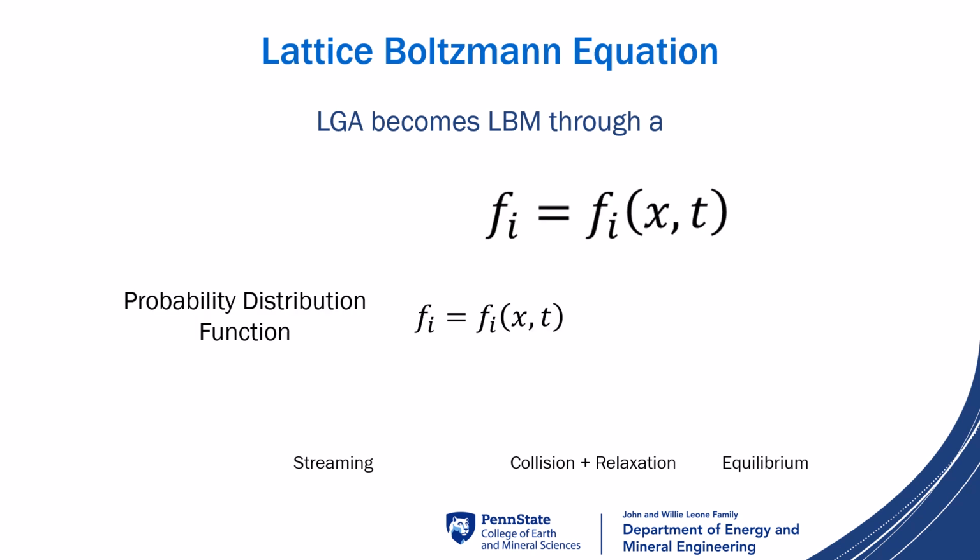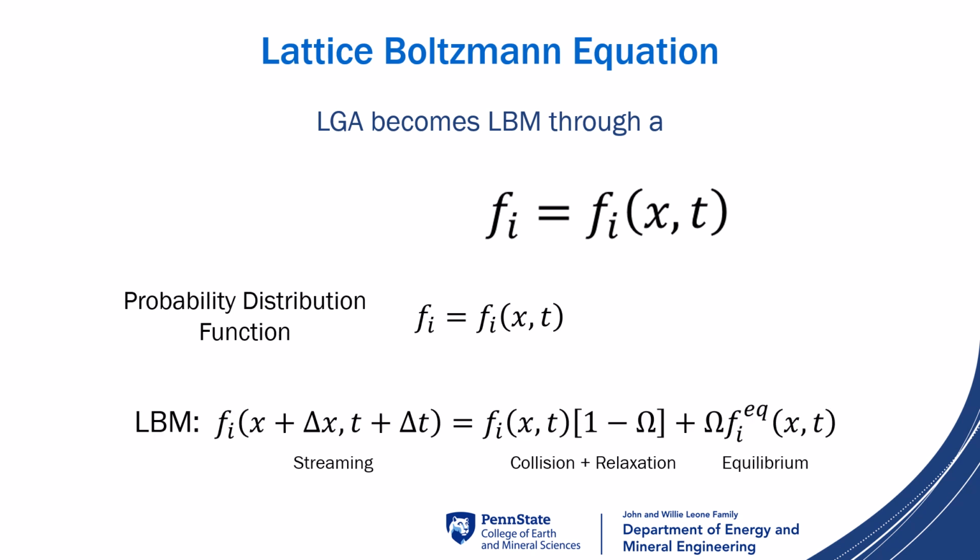To evolve from LGA to LBM, we replace the Boolean particle state with a real-valued distribution function, Fi, which represents the average number or probability of particles at a given location and moving in a direction. When this distribution function is incorporated into the LGA framework, the system begins to resemble the LBM formulation. To compute the model, we introduce an equilibrium distribution function, Fi^eq, which defines the state towards which the system relaxes.